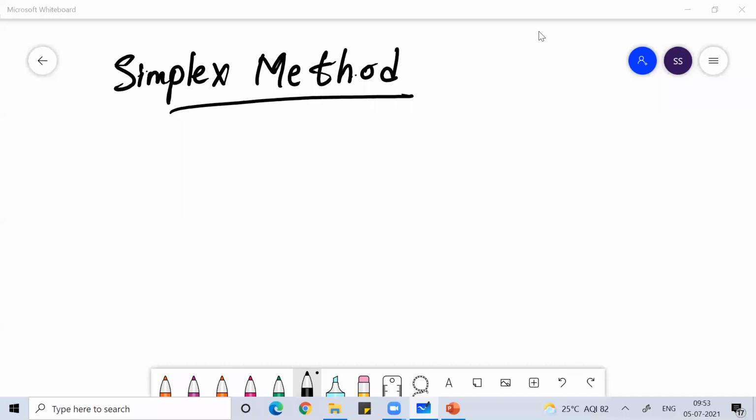So in the last class, we discussed the graphical method. Although it's easy to comprehend, the problem with the graphical method is that it can only work on two variables. If we have more than two, the graphical method would not be able to give us the answer. That is a problem with the graphical method. In order to overcome that issue, we have the simplex method.